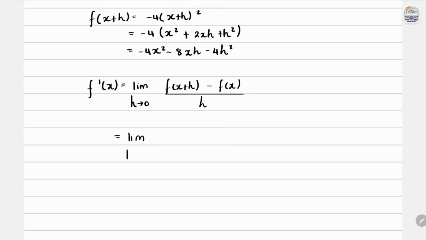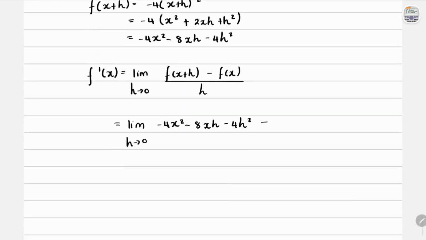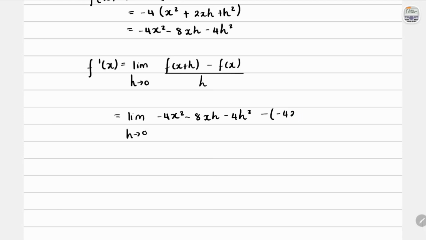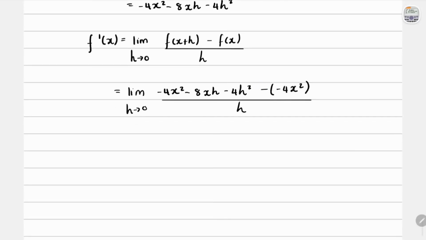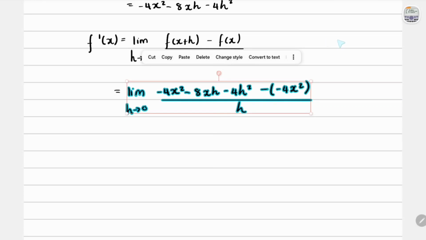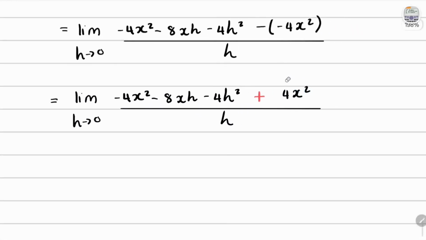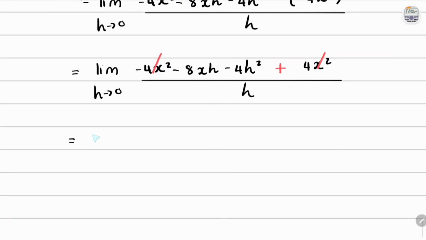So the limit as h approaches 0, and f of x plus h is all of this. And we're subtracting by negative 4x squared, so that's going to be minus 4x squared, and then all over h. Those will distribute and just become a positive. So we have the exact same thing here, just it'll change to a plus. And then whatever we were subtracting by will cancel here. So these two cancel, and all we are left with is the limit as h approaches 0 of negative 8xh minus 4h squared all over h.